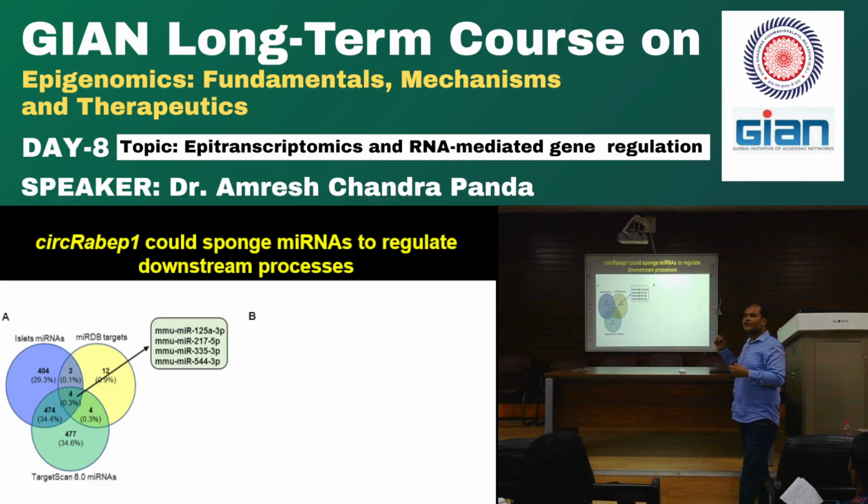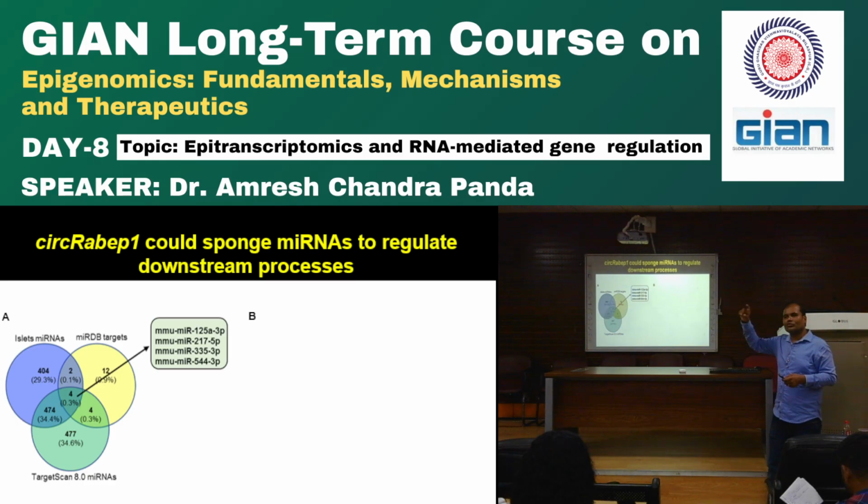So basically a sponge. If the circRNA binds to microRNA, the microRNA cannot go to the target to suppress its expression. So in another way, it is inducing expression of the target gene of the microRNA by stopping microRNA action, basically.